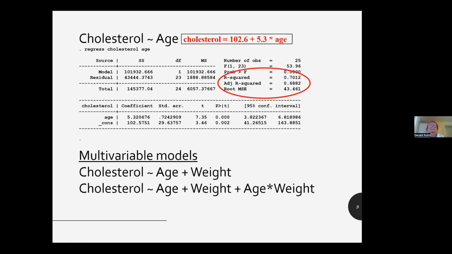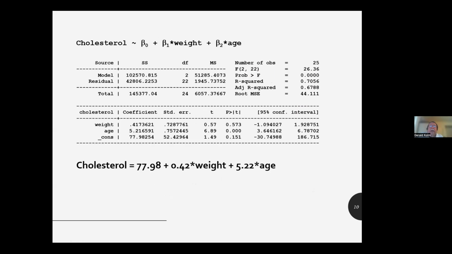And so what we want to do now is look at a multivariable model, that is, where we have more than one independent variable. We're going to look at cholesterol as a function of age plus weight, but then we can also look at age plus weight plus the interaction of age and weight. And when we do that particular model, this is what we get.